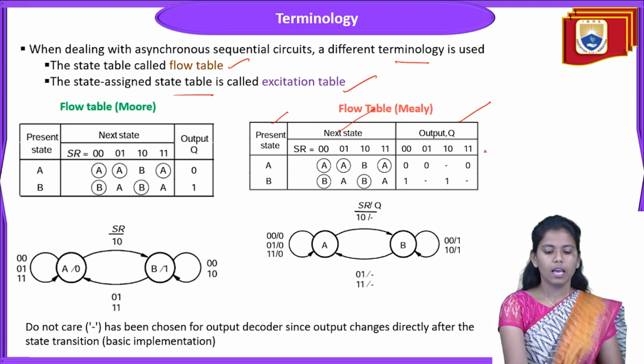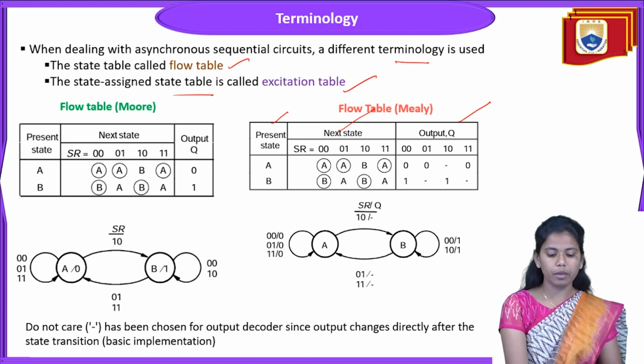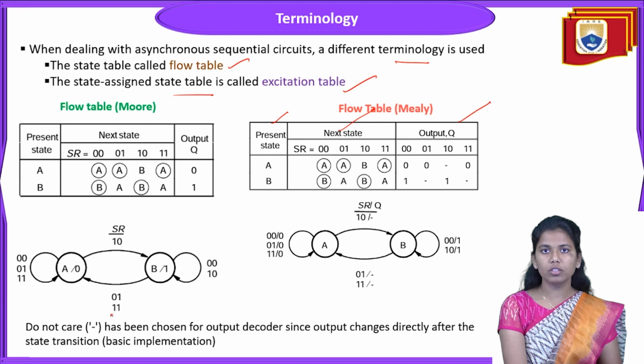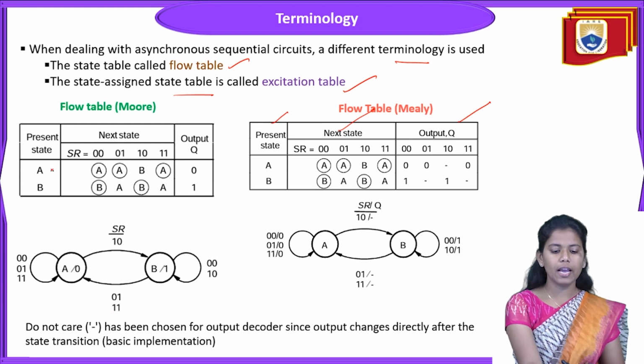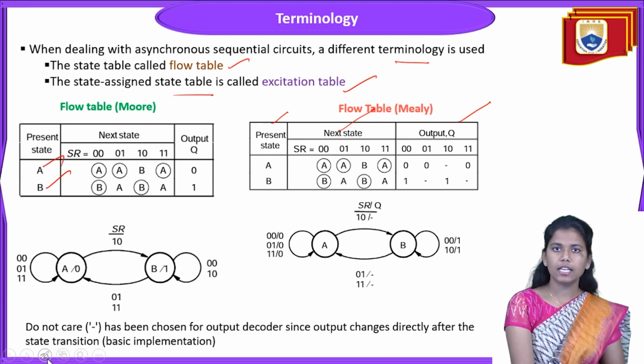Now we will see, as per the flow table and the excitation tables, how I can draw the state diagram as well. Here I have only two states, A and B.